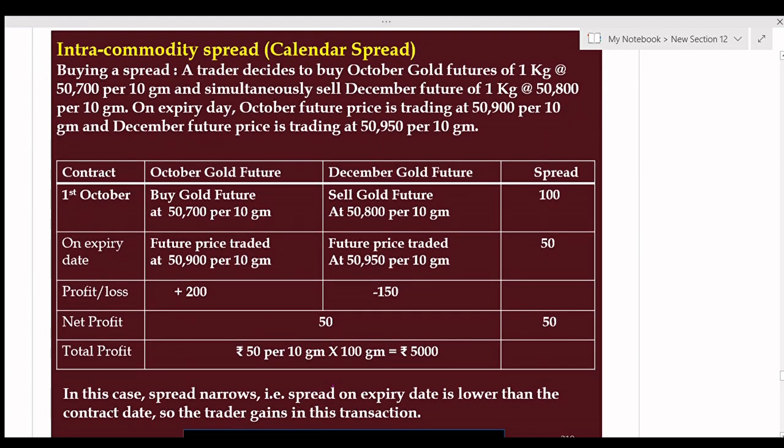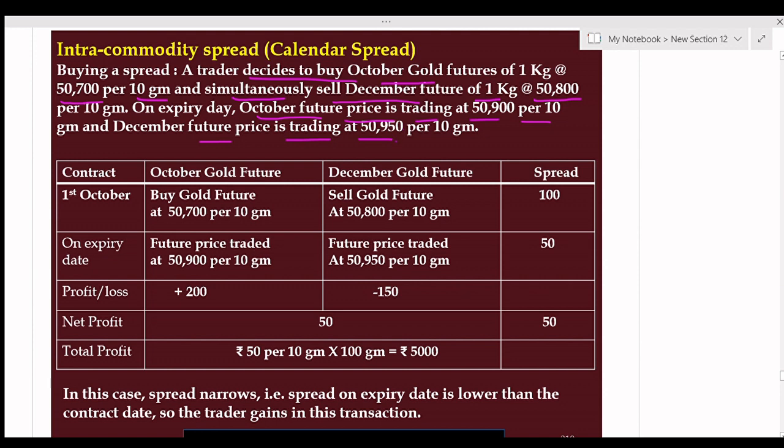Intra-commodity spread, calendar spread. Buying spread: a trader decides to buy October gold future of 1 kg at the rate of rupees 50,700 per 10 gram and simultaneously sell December future of 1 kg at the rate of rupees 50,800 per 10 gram. On expiry date, the October future price is trading at 50,900 per 10 gram and the December future price is trading at 50,950 per 10 gram.